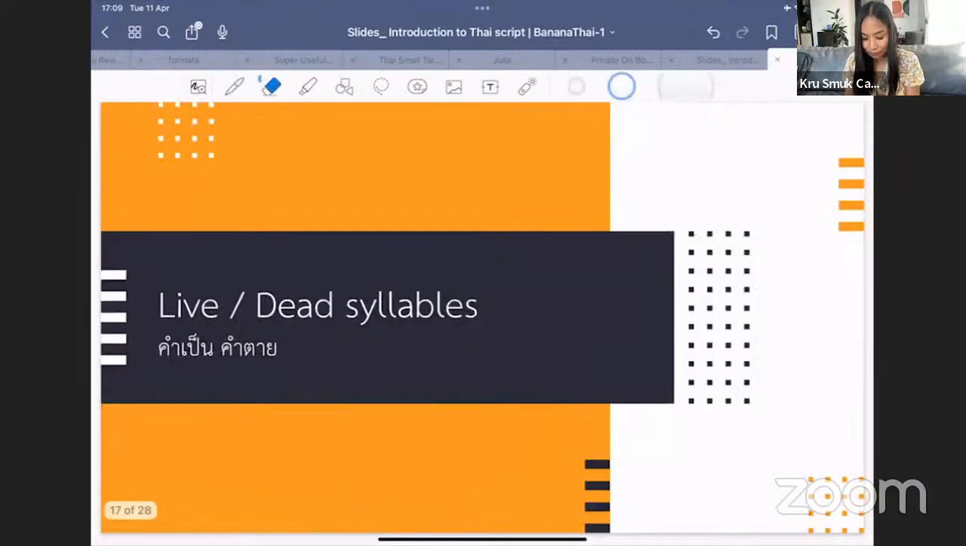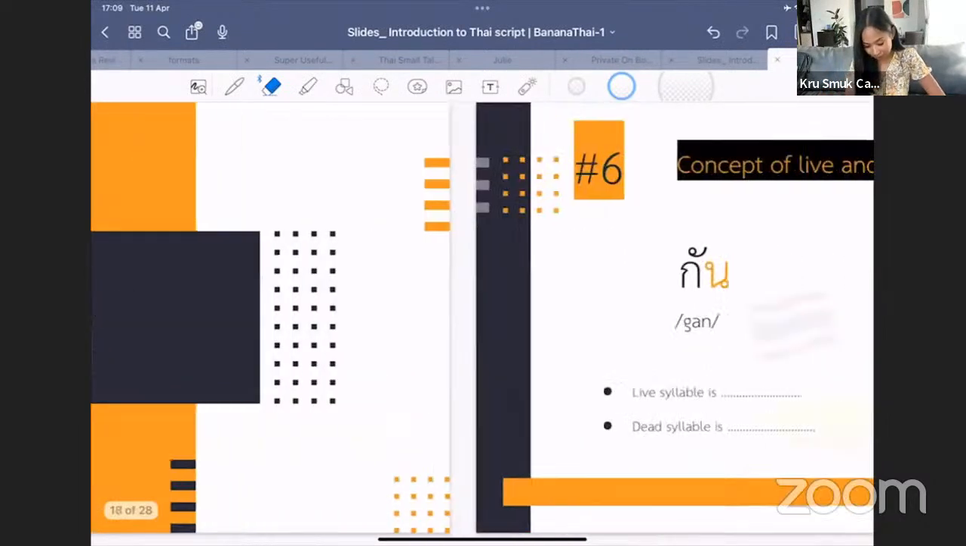Next one, live and dead syllable. Oh, what is live and dead? Why do I need to know it? I'm not sure whether this exists in your language or not, but if it does, please feel free to comment and let us know if this is part of your language. What is a live and dead syllable?